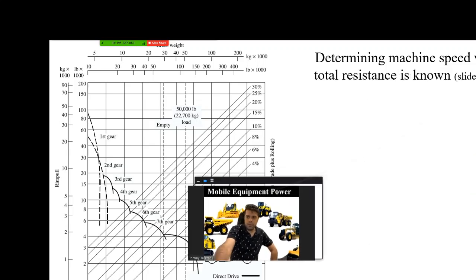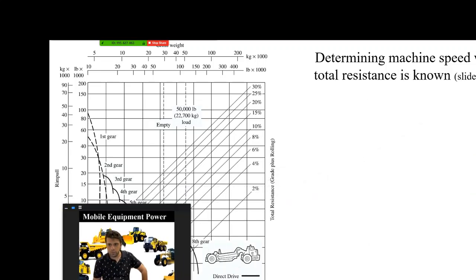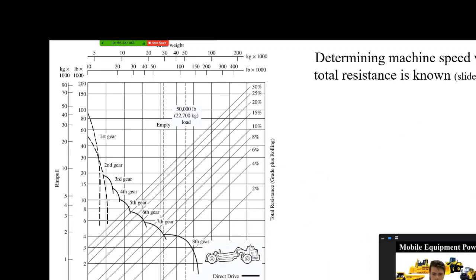Okay, now determine machine speed when total resistance is known. Remember I told you there's a lot of information in this chart, and in the previous example you would use the RIMPL, this guy, to find the speed. Now here we want to use the total resistance and the gross weight. This is the gross weight of the vehicle. Having those two pieces of information, we want to find the speed of the vehicle.